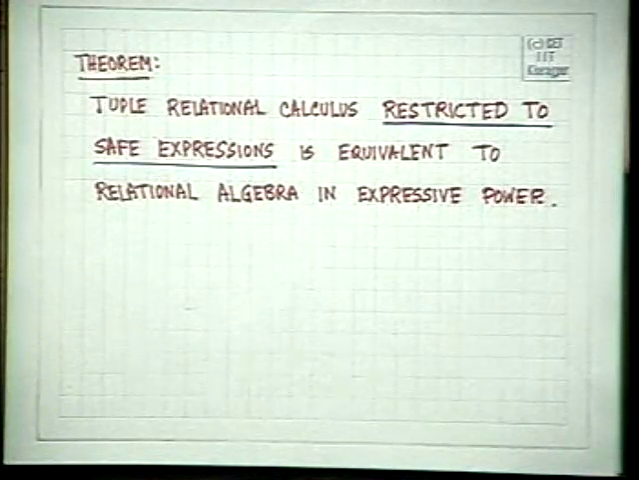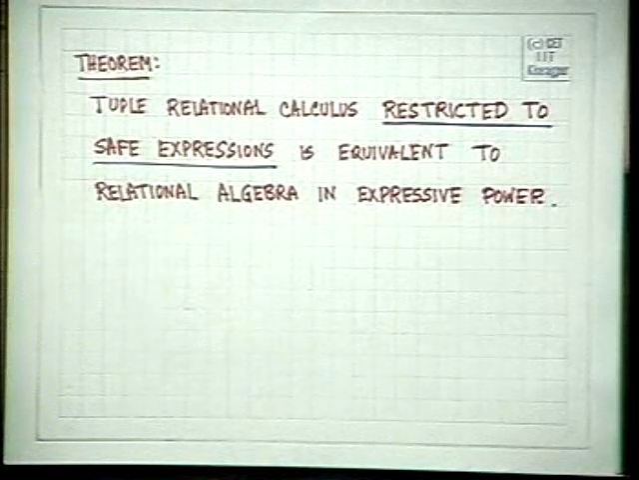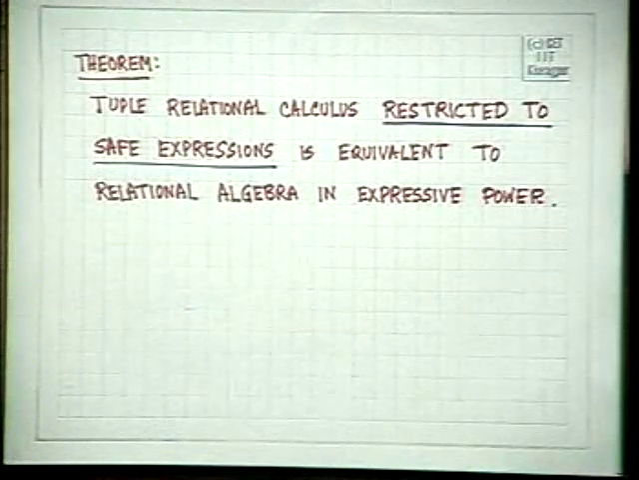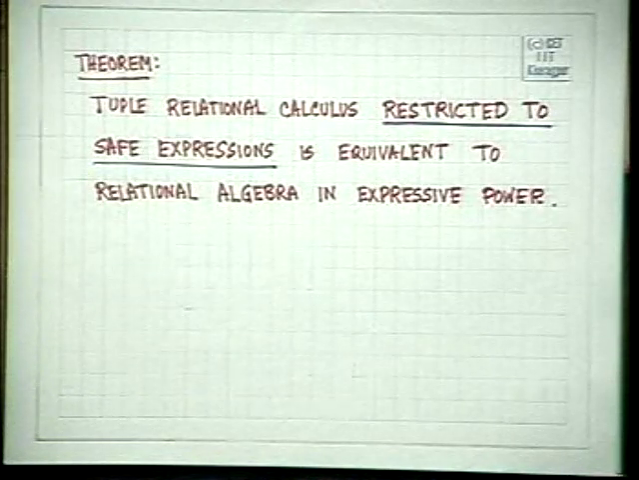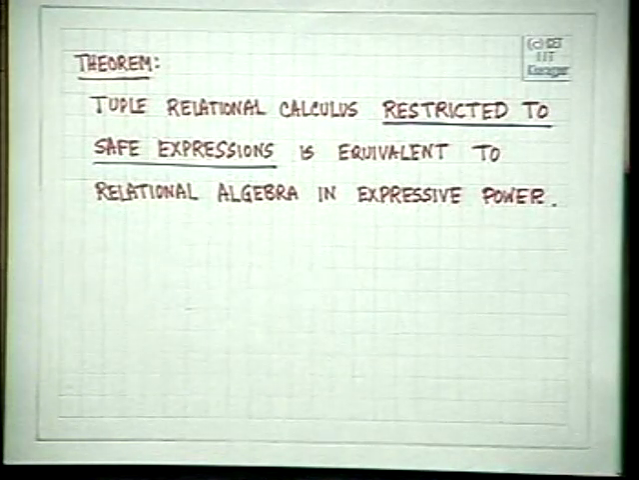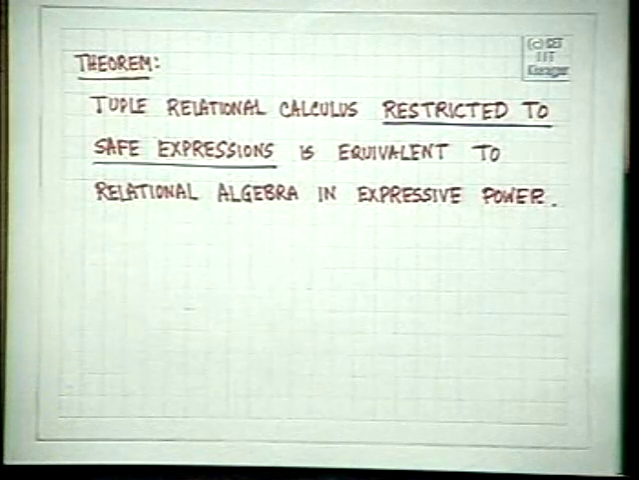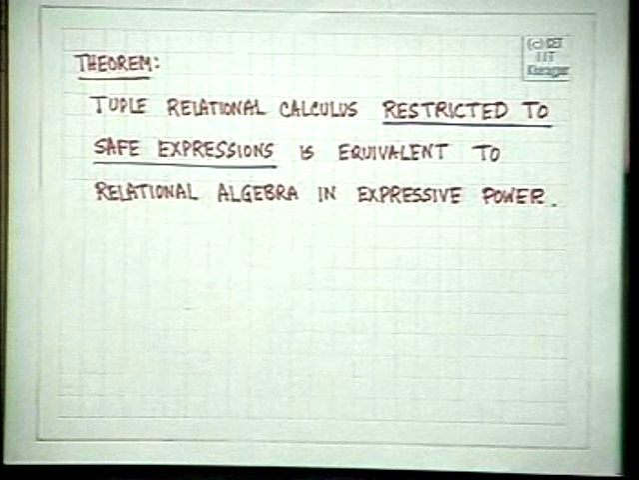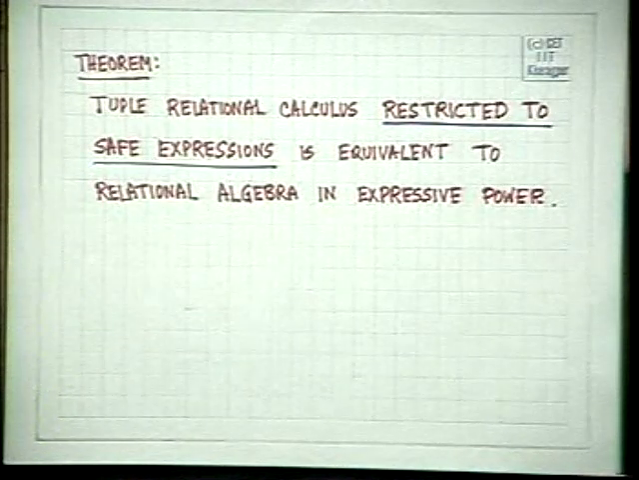This means that any safe tuple relational calculus expression can be written in relational algebra. It also means that any relational algebra expression can be written as a safe tuple relational calculus expression. This is true even for domain relational calculus. There again safe expressions are equivalent to relational algebra in expressive power.